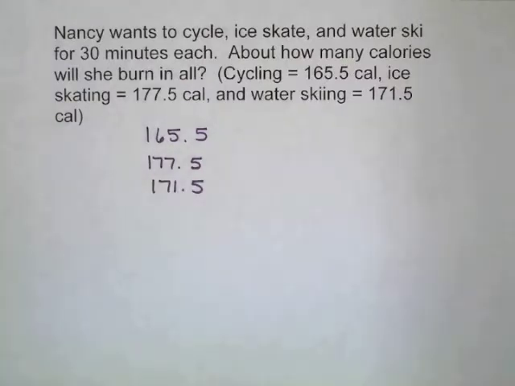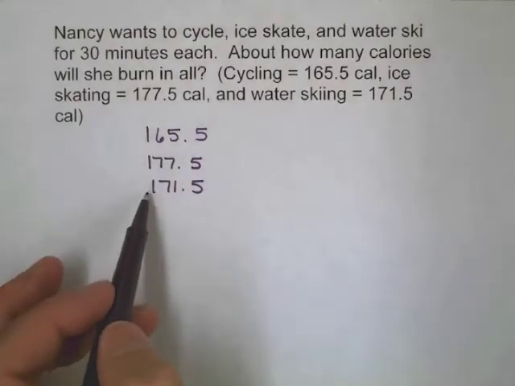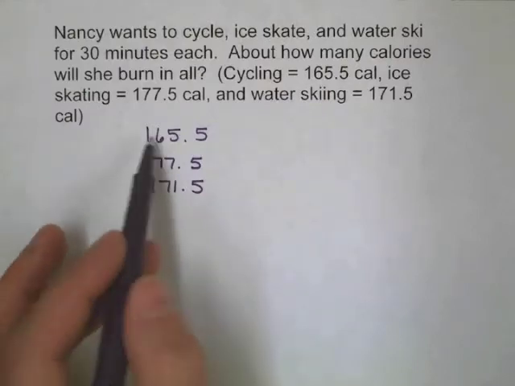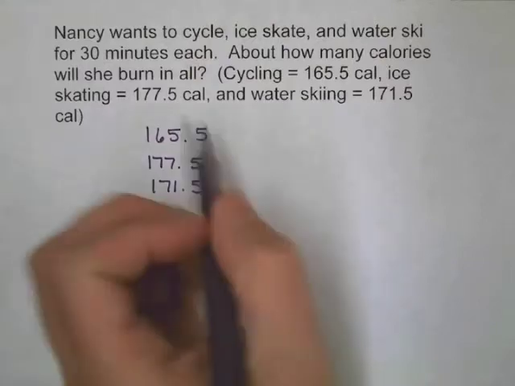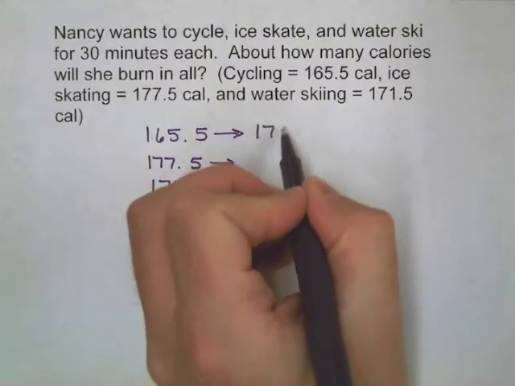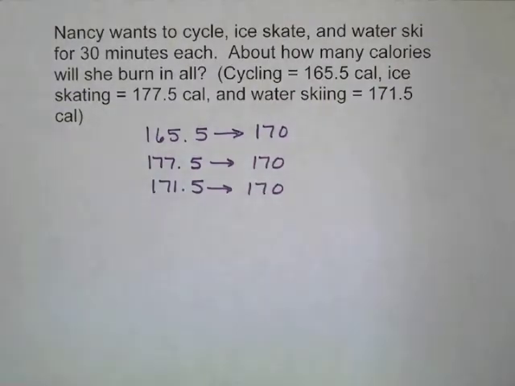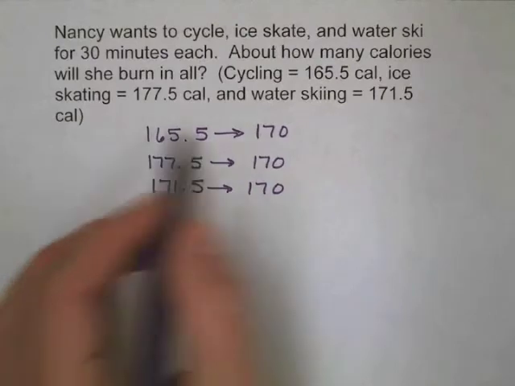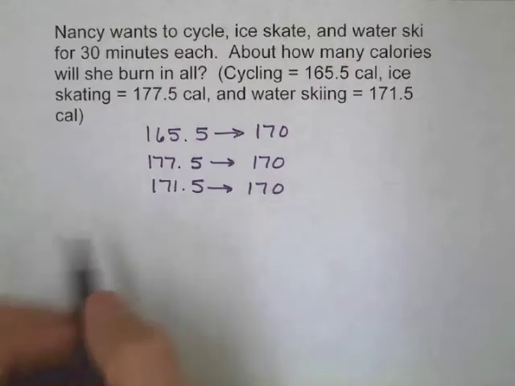Now, as I look at those numbers, they're all pretty close. 165, 177, 171. They're all pretty close to 170. This one's kind of in the middle of the other two, which is pretty close to 170. So I can round each of these. This is about 170, this is about 170, and this is about 170. And when you see a series of numbers that are fairly close together and you can round them all to the same number, we call this clustering.